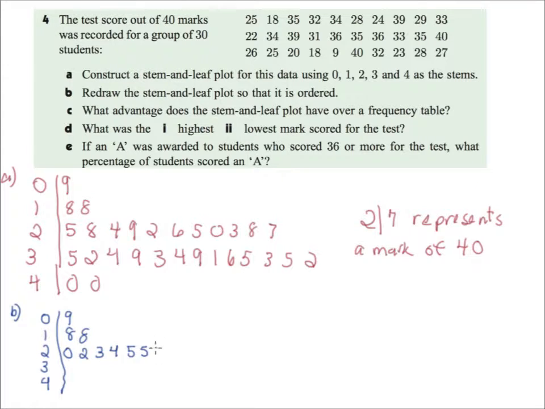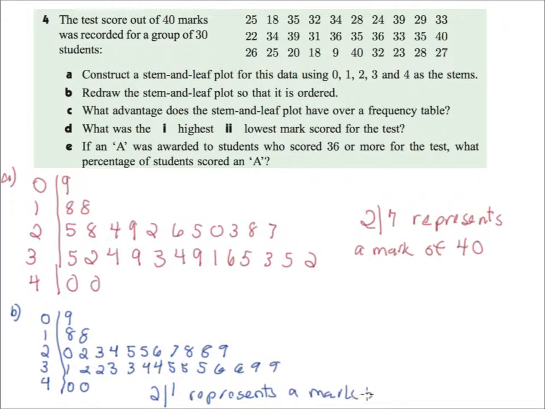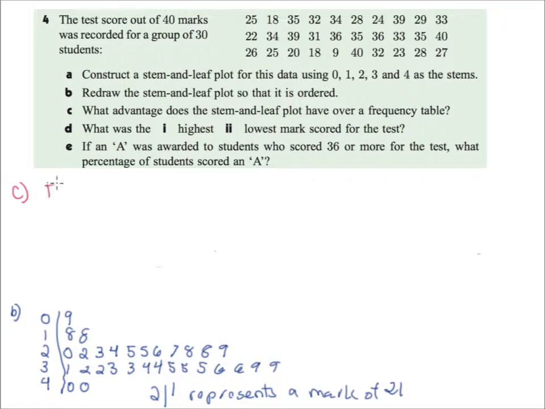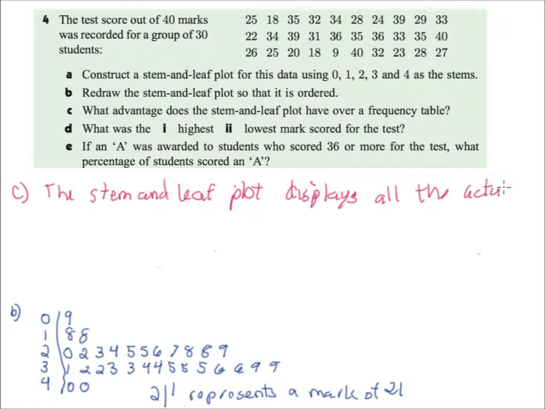And for part B, we're just going to put our numbers in increasing order, making a key for the data. 2 line 1 represents a mark of 21. C, what's the advantage of a stem and leaf plot? Well, it lets us see each individual data value, whereas with a frequency table, we just see the values in a range of data.